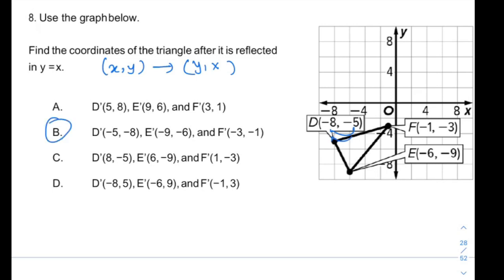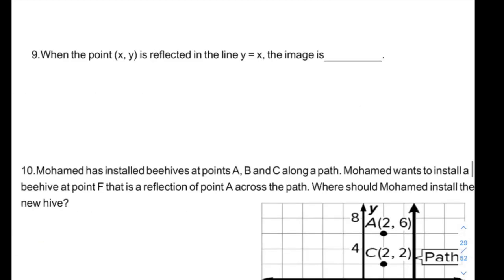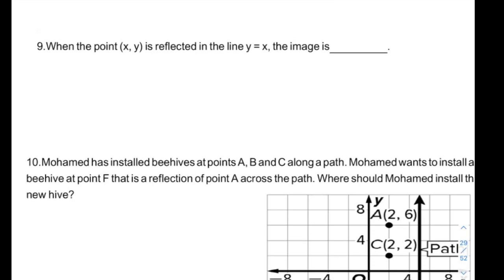So this will be the answer because it's the only one giving you this D prime. D prime is this one. So this is the correct answer. You can check the others also, just flip. When the point (x, y) is reflected in y equals x, the image will be (y, x).